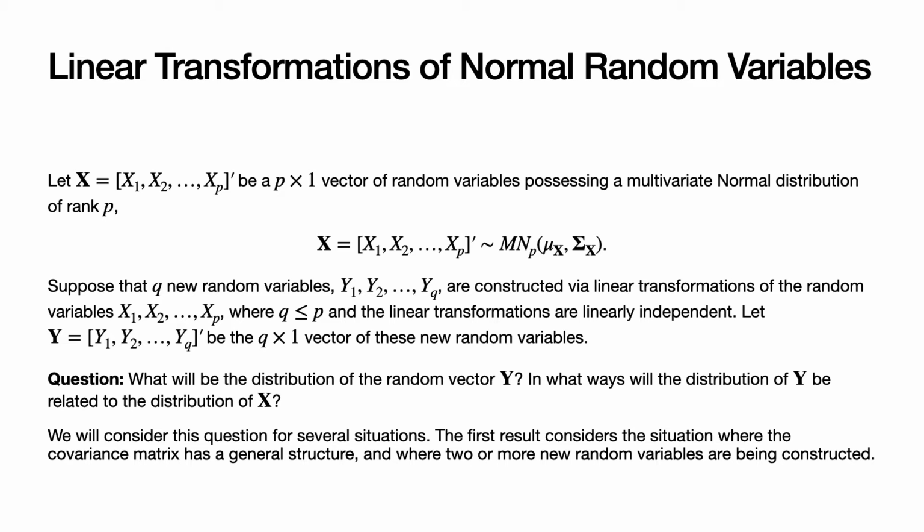In addition, in what ways will the distribution of bold y be related to the distribution of bold x? We're going to consider this question for several situations. The first result considers the situation where the covariance matrix has a general structure and where two or more random variables are being constructed from the original random variables.